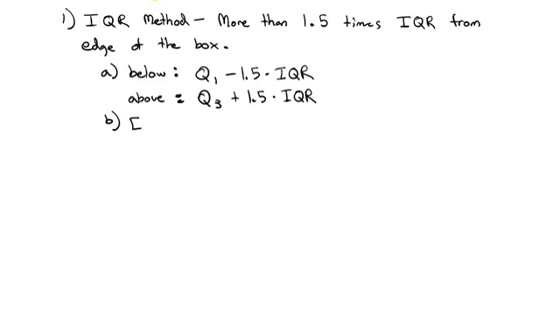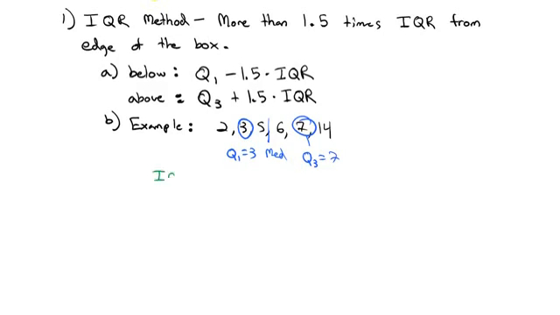So for example, let's say we've got the numbers 2, 3, 5, 6, 7, and 14. Now the median's right in the middle. But what we're interested in with the interquartile range is the middle below the median. The first quartile is 3, and the third quartile is 7. So the interquartile range is 7 minus 3, or 4.